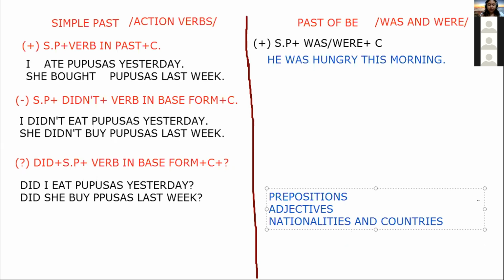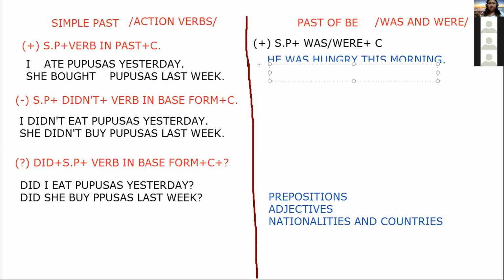Countries and nationality, prepositions, adjectives. Okay. So that's it. If you want to use the verb to be, it's because you are going to talk about this type of information. Now, what type of information is the word hungry? It's an adjective.